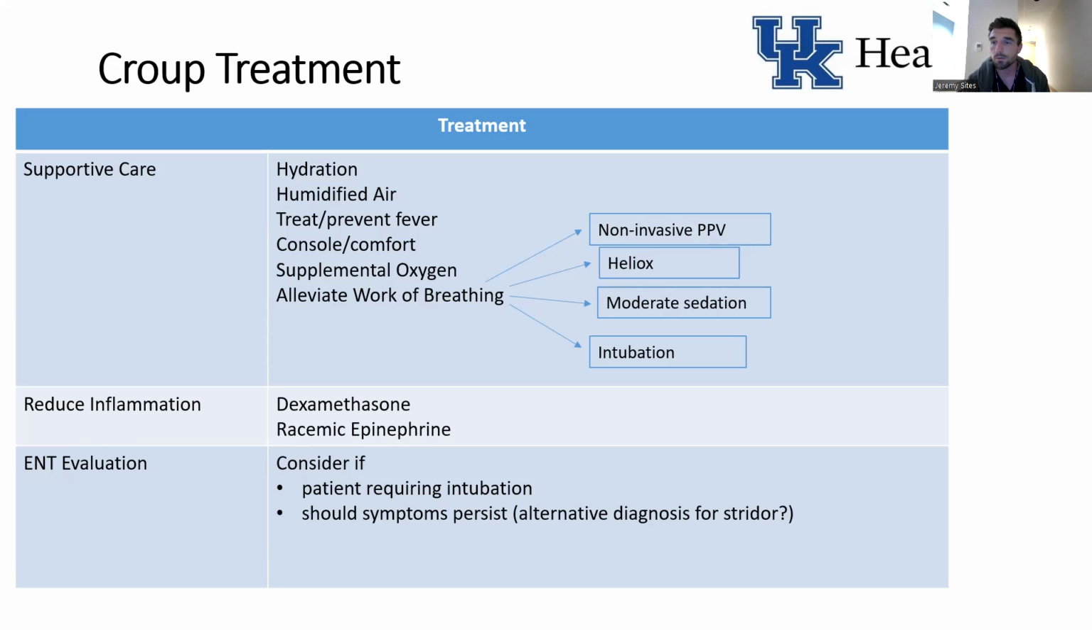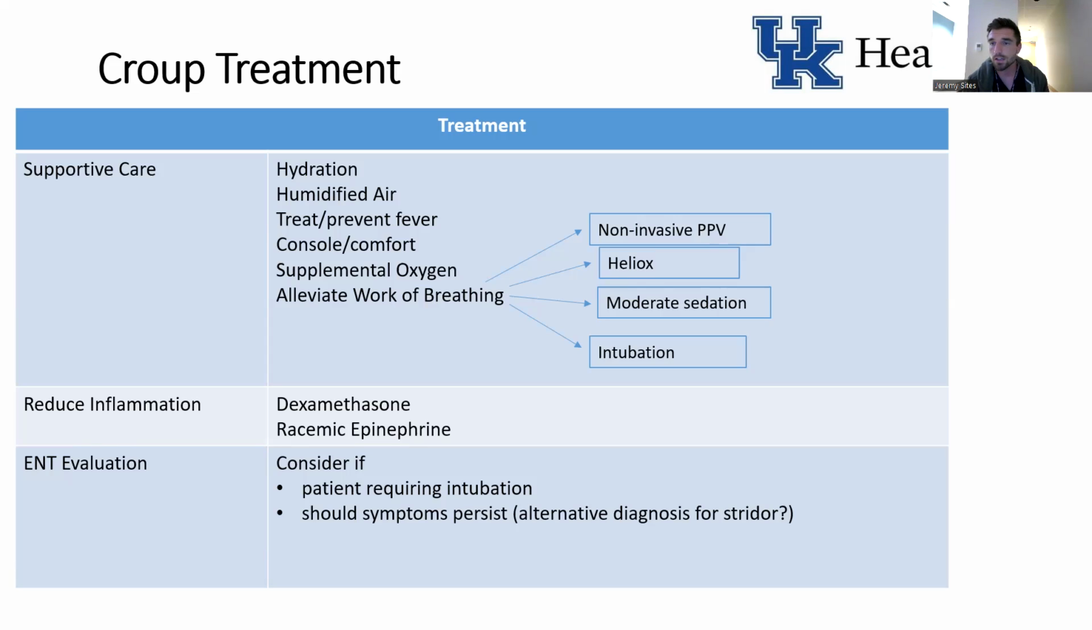Other things in the emergency department or in the clinic that you could use to help reduce inflammation. Racemic epinephrine is an inhaled nebulized treatment that causes local vasoconstriction within the airway and can help reduce swelling. Dexamethasone can be given either in the clinic or the pediatric emergency department as well, and that may help prevent hospital stay. So something to try and keep in your toolkit.